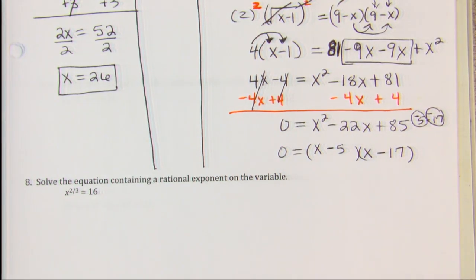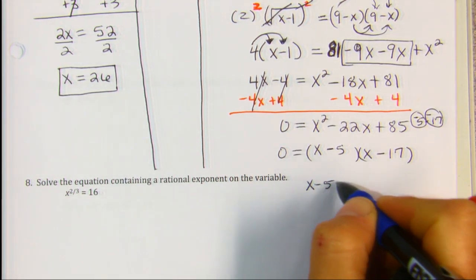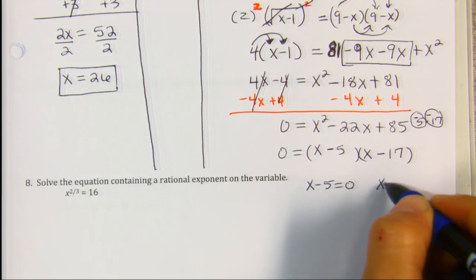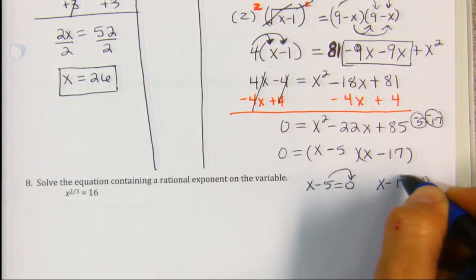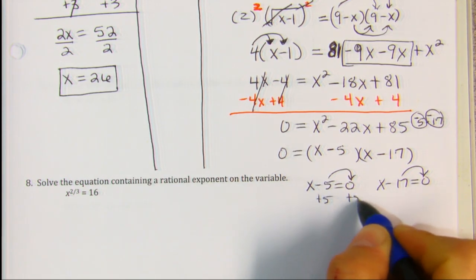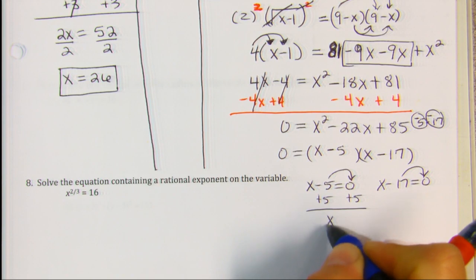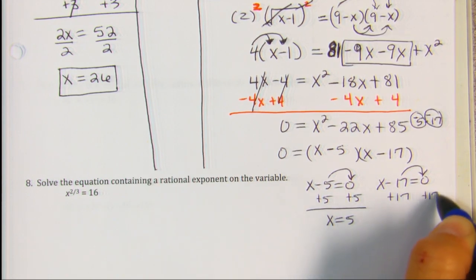And then what's our next step when we're solving by factoring? Set them equal to 0 separately. And that gives you your two values for x once you solve. So here I would have to add 5. Here I'm having to add 17.